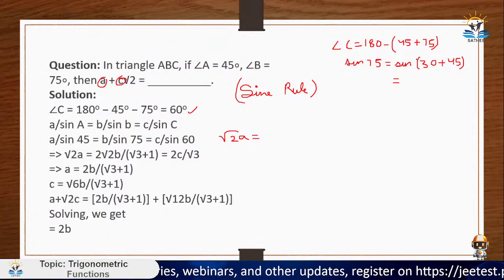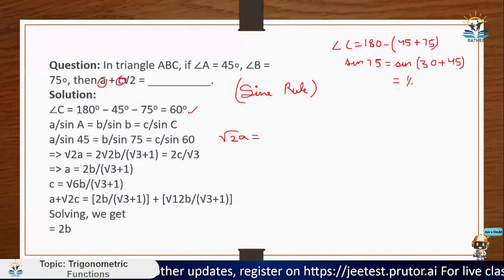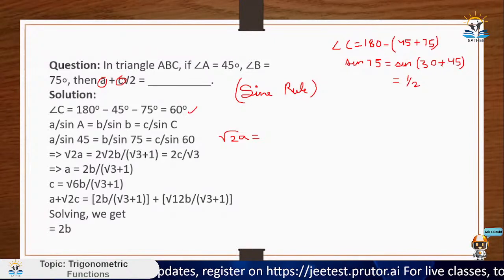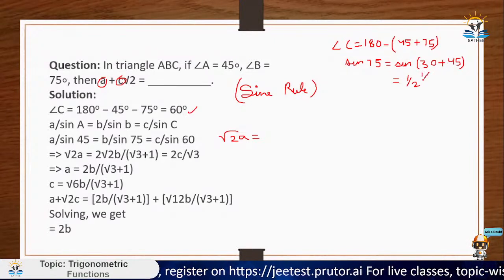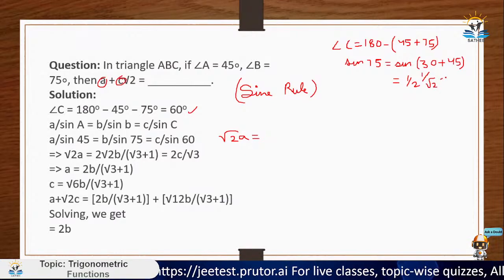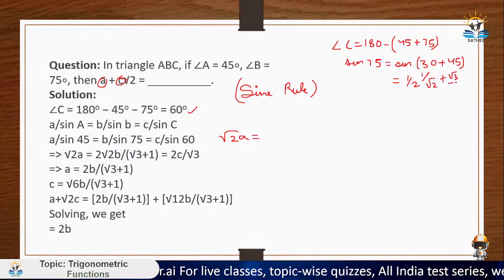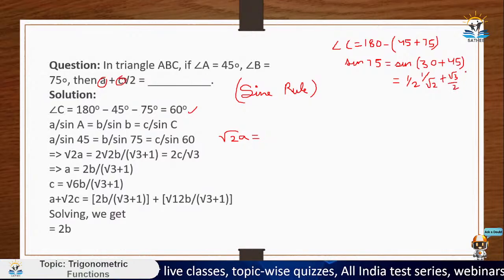So root 2 is equal to, using the sine A plus B formula here, which is sine A cos B plus cos A sine B. Sine 30 is half, cos 45 is 1 by root 2, plus cos 30 is root 3 by 2 into sine 45, which is again 1 by root 2.